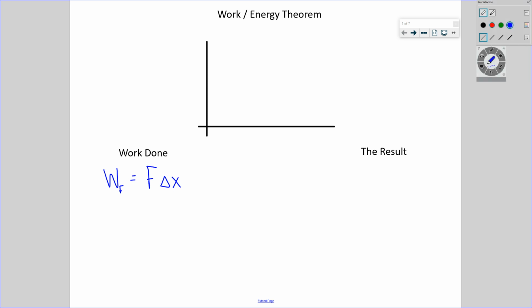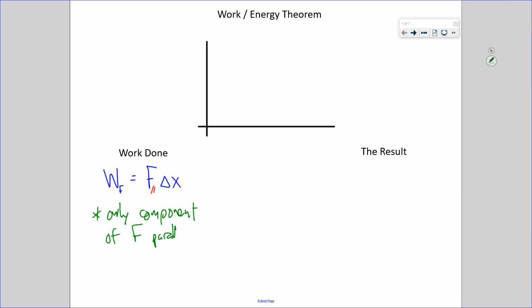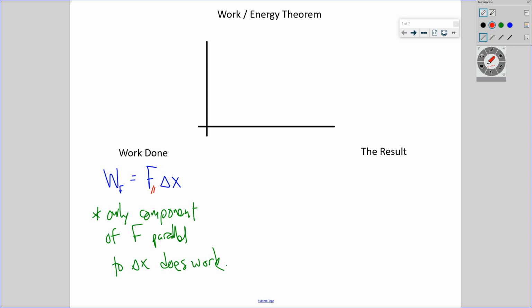Now, sometimes you will see a notation like that, which means something really important: only the component of F parallel to delta x does work. And I should say that F and delta x are vectors.